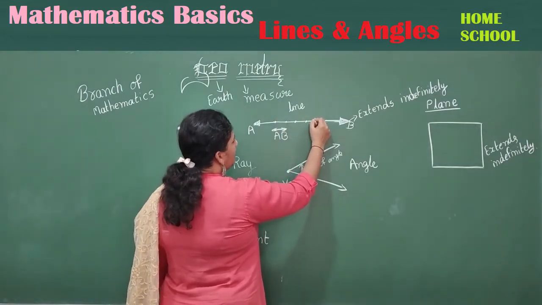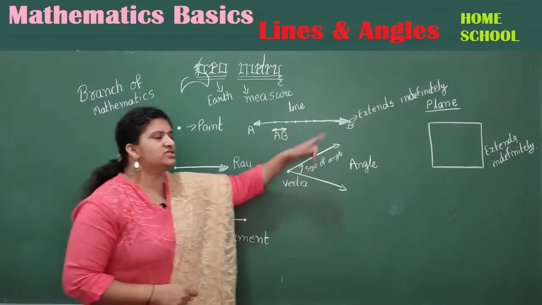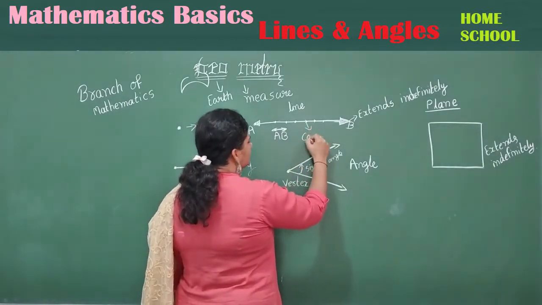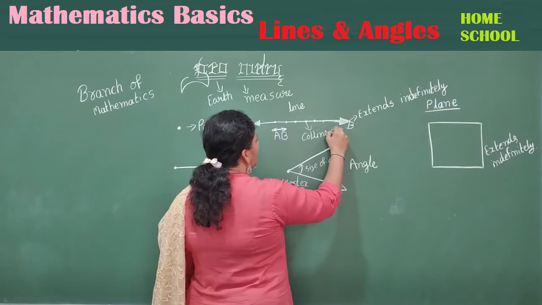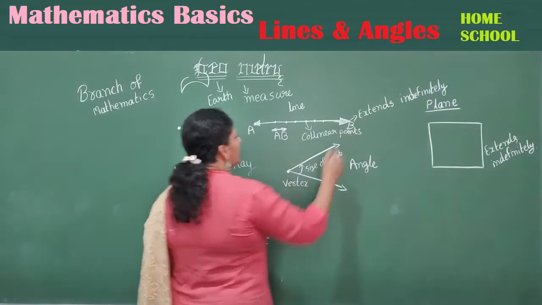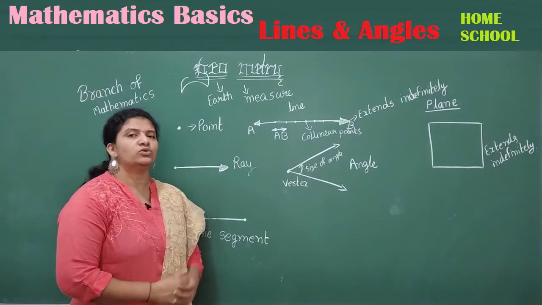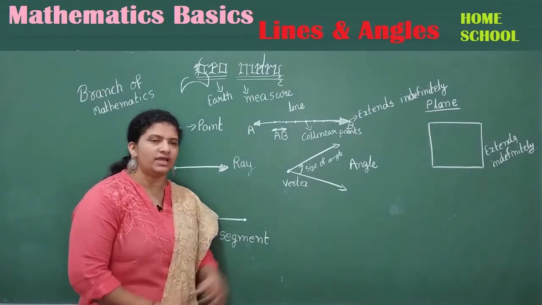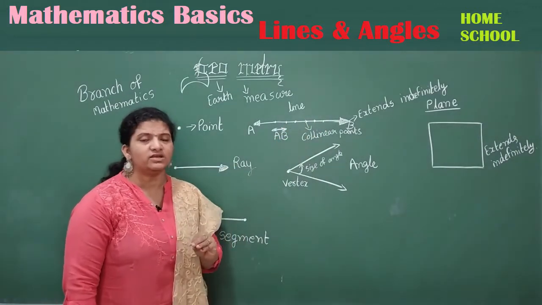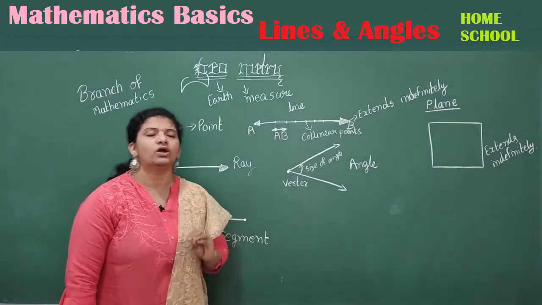There are many points you can mark on a line. What are these points called? Collinear points. Why are they collinear? All the points lie on the same line. So those types of points are called collinear points. C, D, E, F, G. These are all the points which are marked on the same line. All those points are collinear.